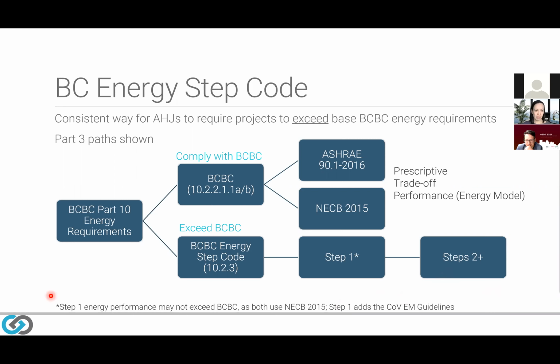Now, you may notice I put a little asterisk in here for step 1. It's a gentler step than 2+. It basically requires an energy model under NECB 2015. It layers on some additional guidelines, and it also requires airtightness testing. That's in a nutshell what step 1 is, whereas steps 2+ actually introduce new metrics that I'll be talking about shortly.